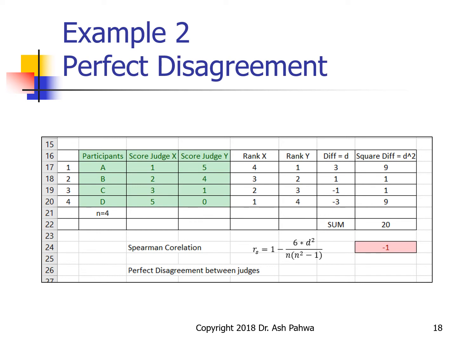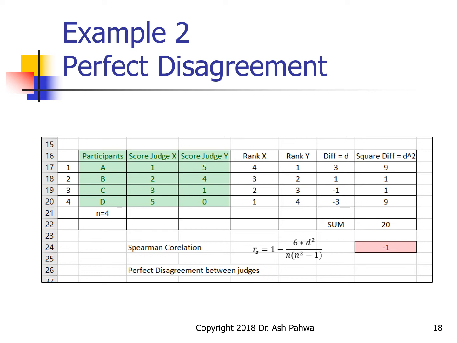This is our next example, and here we again have the same 4 athletes A, B, C, and D, and 2 judges X and Y. Judge X gives points of 1, 2, 3, and 5 to these 4 participants, whereas Judge Y gives 5, 4, 1, and 0. First let us compute the ranks, then compute the differences and add them up. The sum comes out to be 20, and the Spearman correlation comes out to be -1. A value of -1 indicates a perfect disagreement between Judge X and Judge Y.